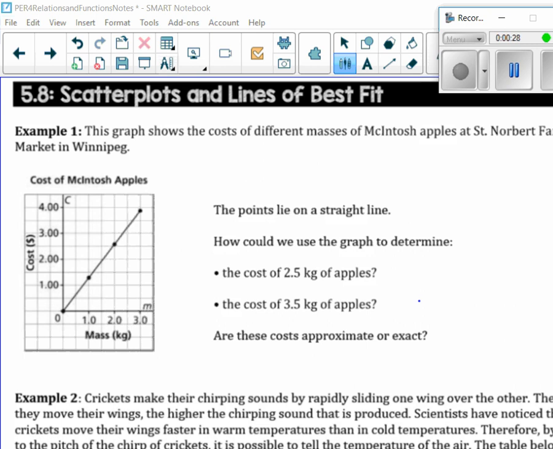So 2.5, you could read it, and you'd get this across. Do you see? So what would happen if you were to do that? You'd be estimating. It wouldn't be an actual thing. So is there an actual way that we could figure this out?